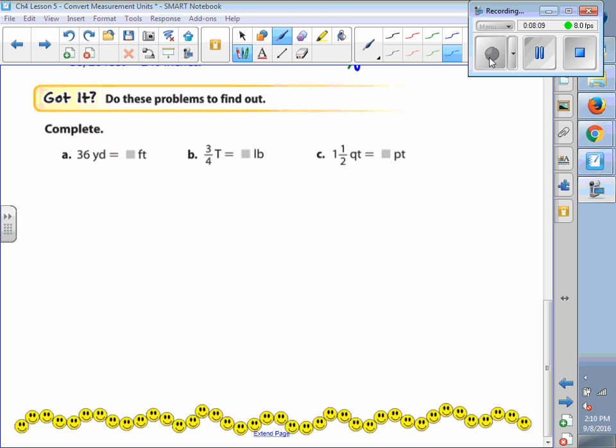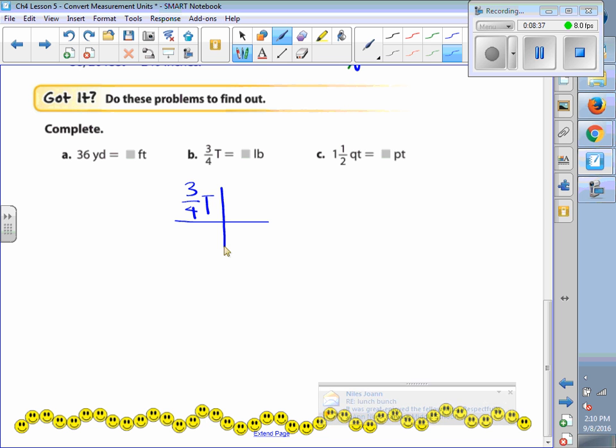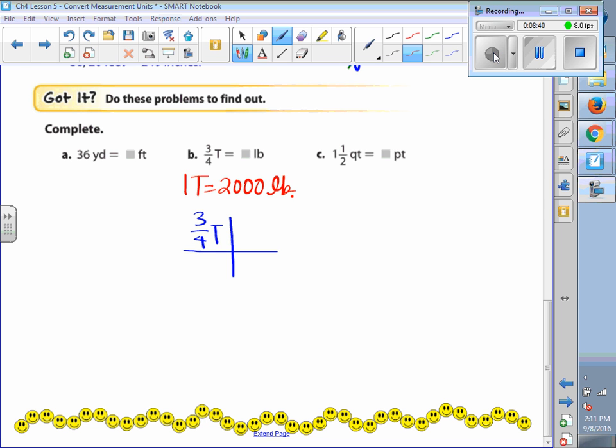All right, so let's do letter B together. So we're converting 3/4 tons, and we're converting that to pounds. Okay? Now, what is the conversion factor? 1 ton is equal to 2,000 pounds. We just had that in the example, right? All right. Where will I put tons and pounds so that tons will cancel?